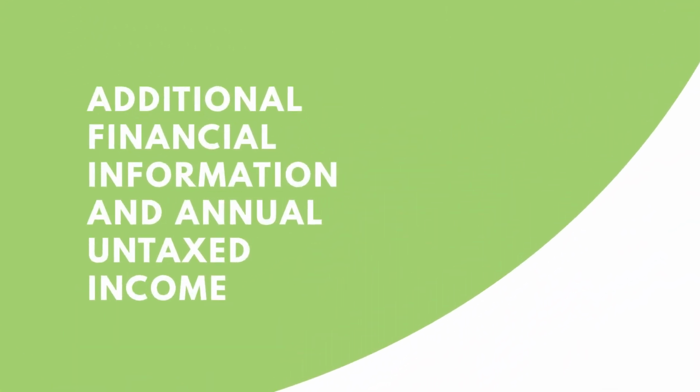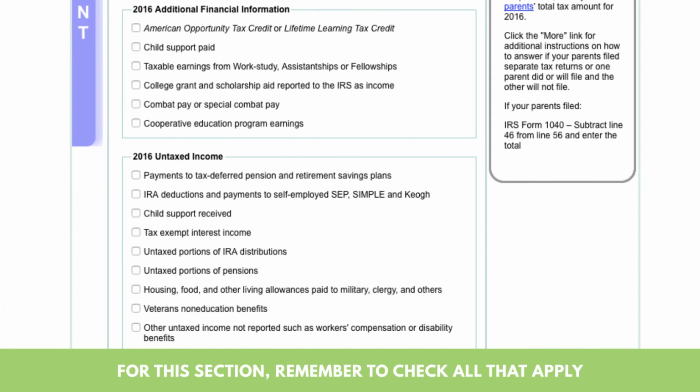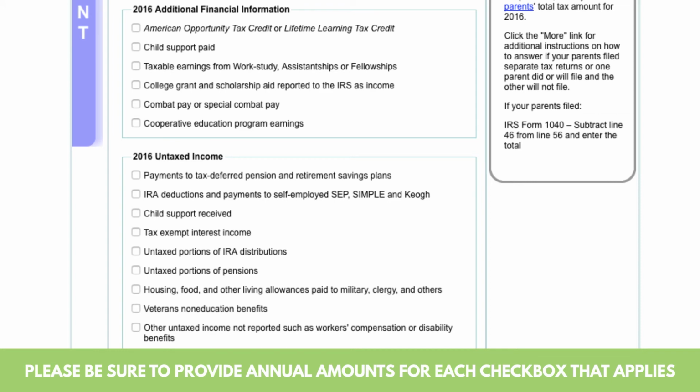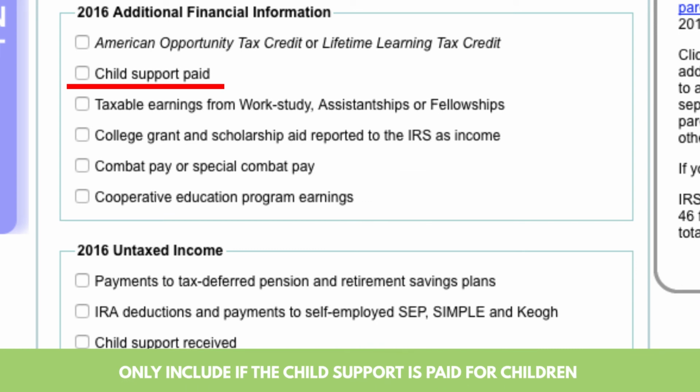Part 8. Additional financial information and annual untaxed income. For this section, remember to check all that apply. Please be sure to provide annual amounts for each checkbox that applies. Child support. Only include if the child support paid is for children not included in your household.